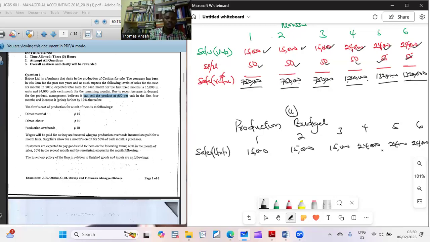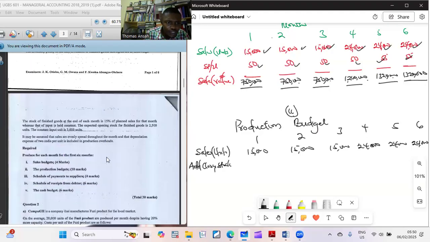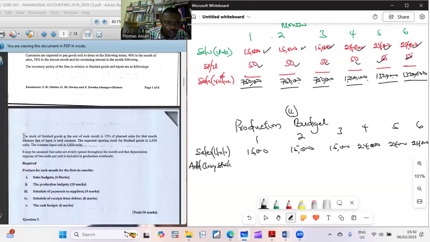All right. Then we will add what? Closing stock of inventory. So closing stock or closing inventory. How do we find our closing inventory? When you come down the line here, we were told how to find closing inventory. So closing inventory of finished goods is 15% of the planned sales for that month.